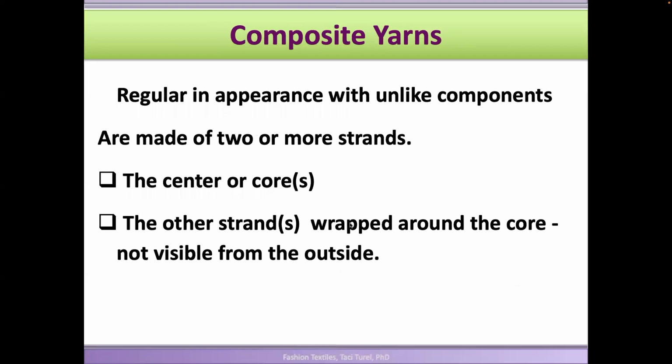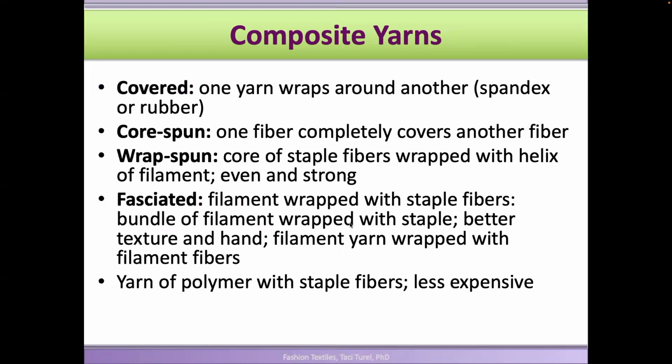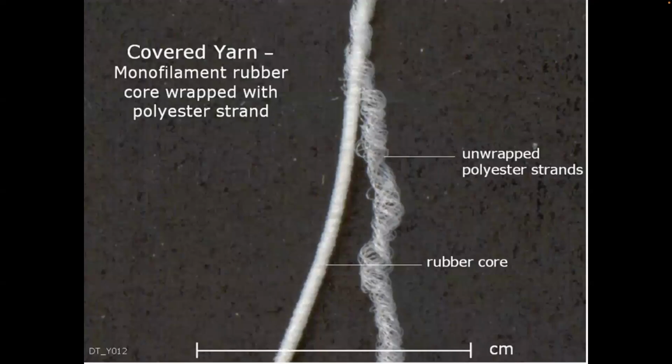All right, so those were novelty yarns. Now we'll talk about composite yarns. And I already talked about composite yarns in the last class, so I won't put too much emphasis on this here, but we talked about core spun yarns and covered yarns, and you guys know what I'm talking about. So for example, this is a rubber yarn in the core, and this is a polyester that covers that rubber. So this is called a covered yarn because you're covering one type of yarn, which is a rubber monofilament, and then you're taking a polyester multifilament yarn and covering that up. So it's a covered yarn, it's a composite yarn.